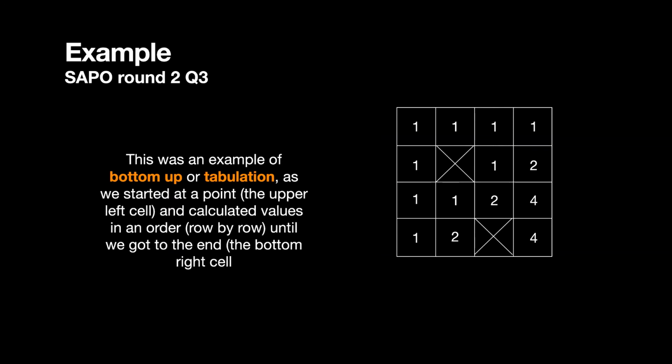And this was an example of bottom-up or tabulation, as we started at a point, the upper left cell, and we calculated values in an order, so row by row, until we got to the end, the bottom right cell.